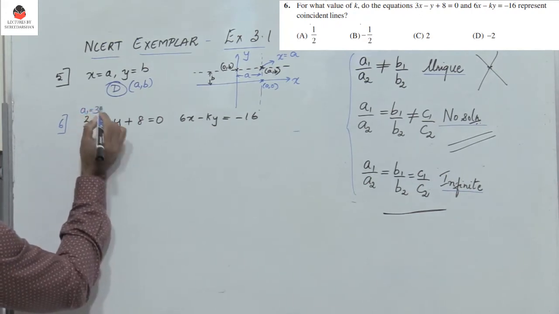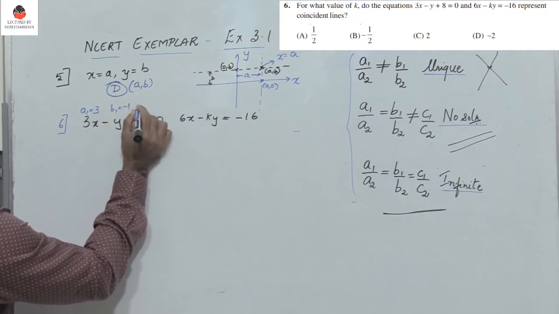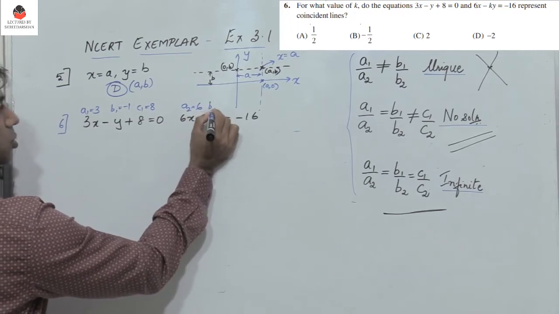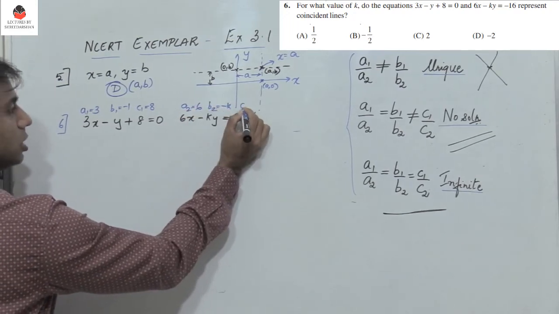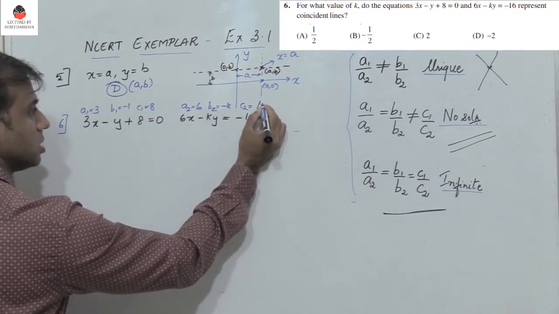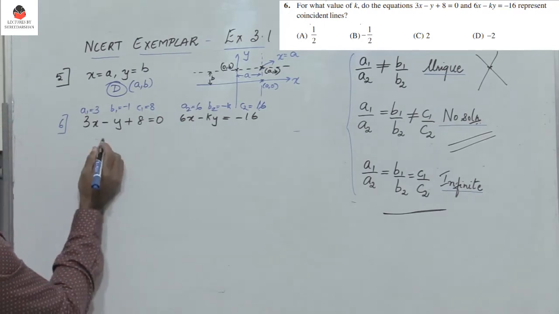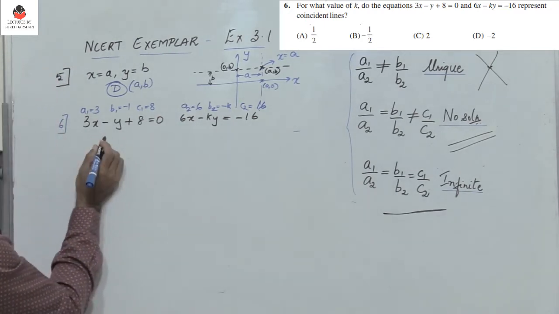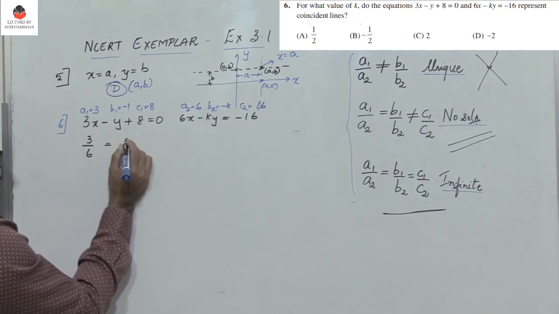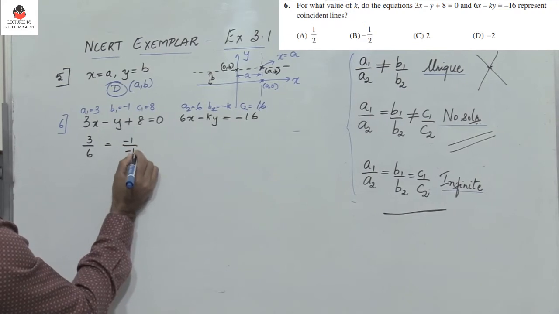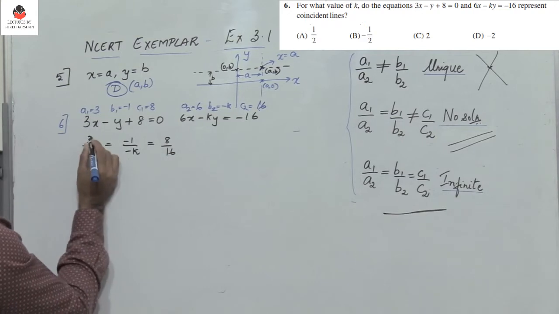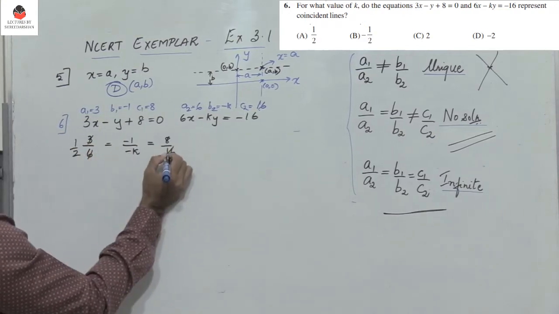a1 is 3, b1 is minus 1, c1 is 8. Here a2 is 6, b2 is minus k, and what is c2? c2 is minus 16. I bring it to LHS, so it becomes 16. So all of them are equal, isn't it? The ratios are equal. a1 by a2 is 3 by 6, should be equal to b1 by b2, that is minus 1 by minus k, should be equal to c1 by c2, 8 by 16. So observe, this is 1 by 2, this also is 1 by 2.